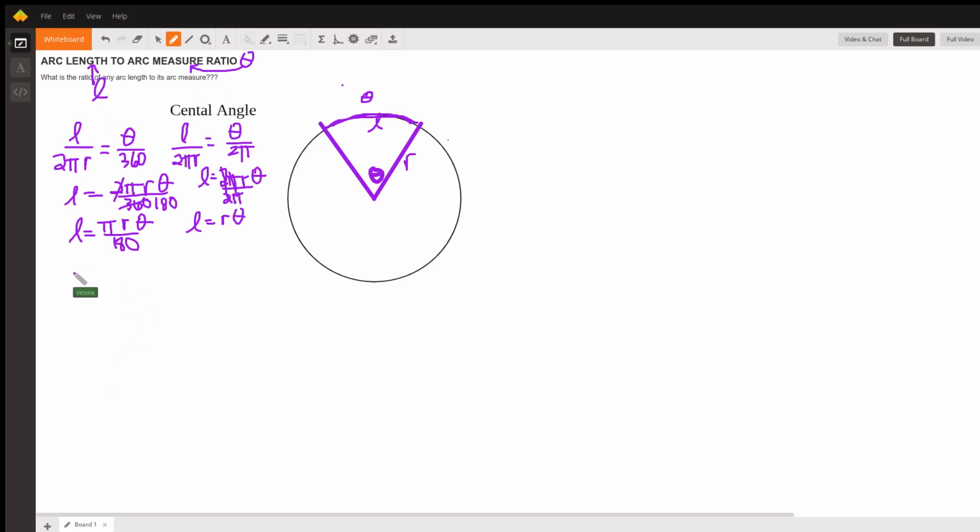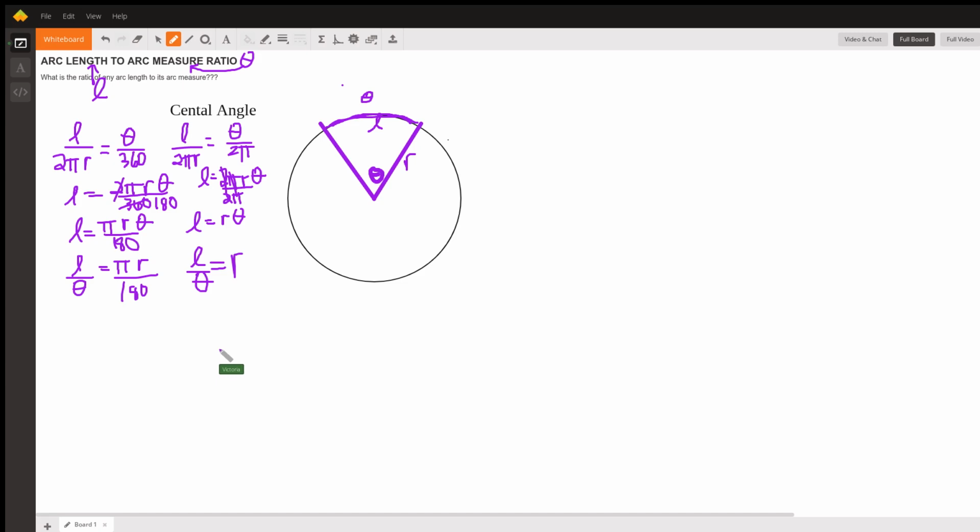So what we really are looking for is L over theta. If you are in degrees and you divide both sides by theta, you get pi times the radius over 180. If you're in radians and you divide both sides by theta, which is your central angle, which is your arc measure, you just get r.